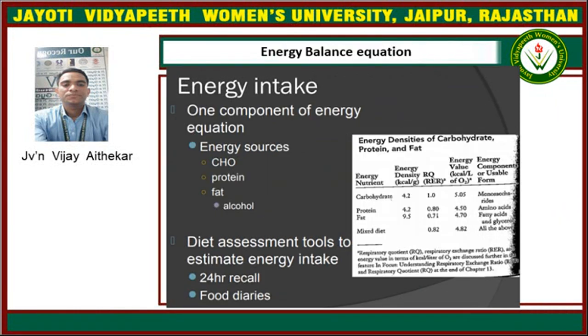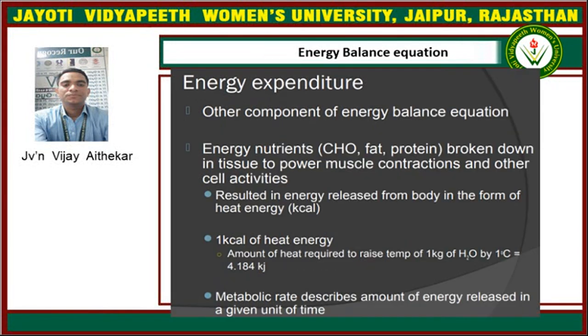Energy intake is one component of the energy balance equation. Energy sources are carbohydrate, protein, fat, and alcohol. Diet measurement tools to estimate energy intake are the 24-hour recall and food diaries. Energy expenditure is the other component of the energy balance equation. Energy nutrients, carbohydrate, fat, and protein, are broken down for tissue cost and other cell activity.